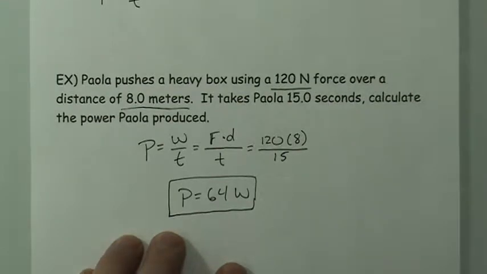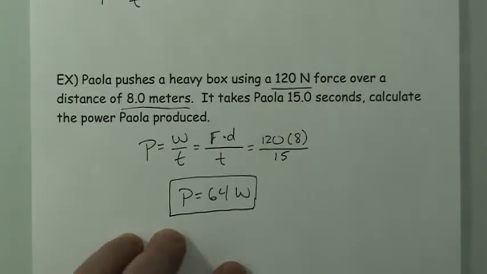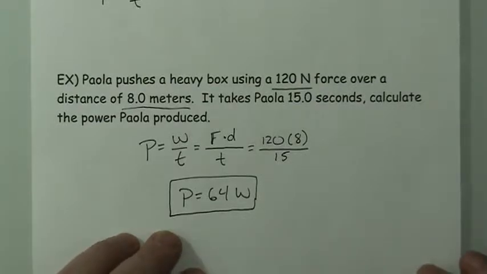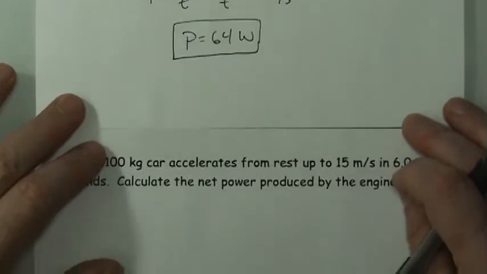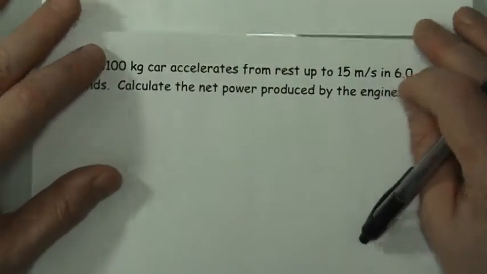Okay, so that's a simple example of how it would work. That's kind of straightforward, very low level, level 1, level 2 kind of problem. But let's take a look at how power can be calculated when you're not given the work, but you're given other information about energy that is being put into or out of the system. So we'll move on to a second example problem.